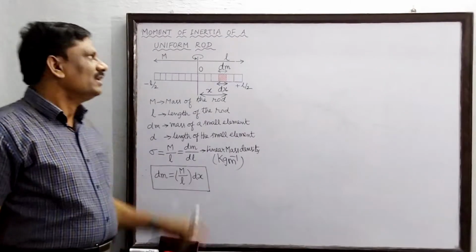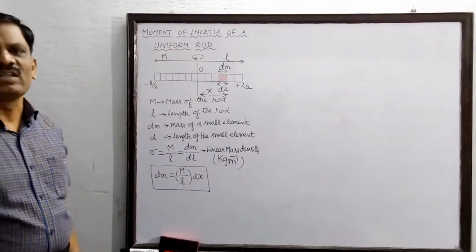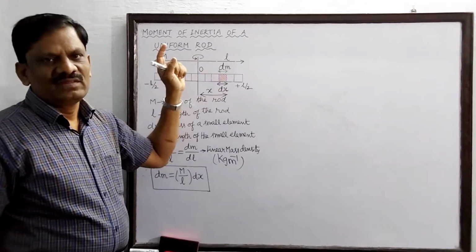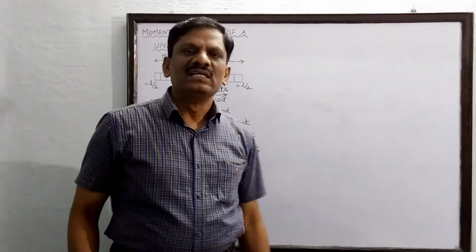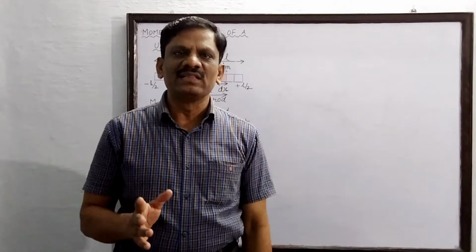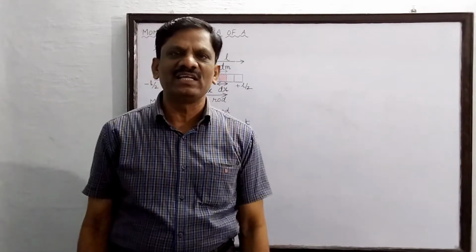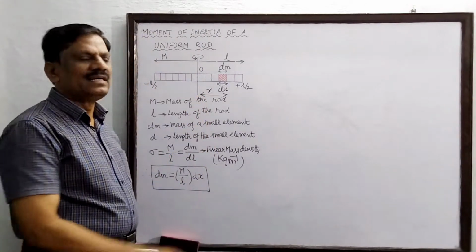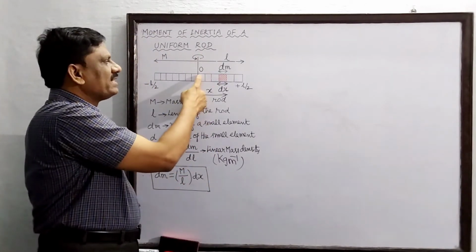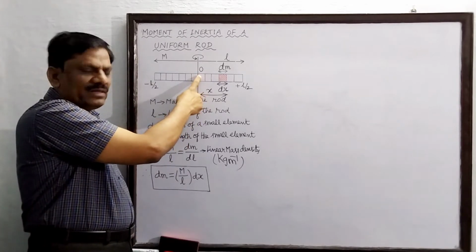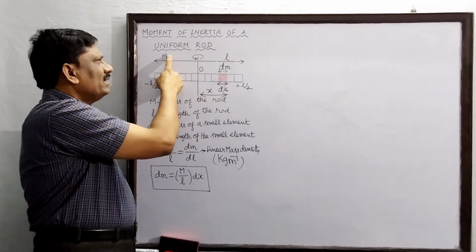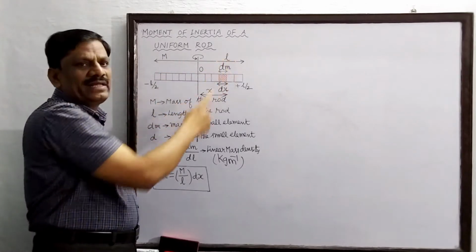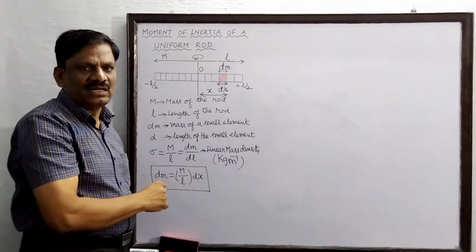Hi students, now we are going to derive an expression for the moment of inertia of a uniform rod. Uniform rod means its mass per unit length is the same at every portion of the rod. So look at the picture. We have considered an axis which is passing through the center of the rod, namely O, and the entire mass of the rod is denoted as capital M and small l is the total length of the rod.